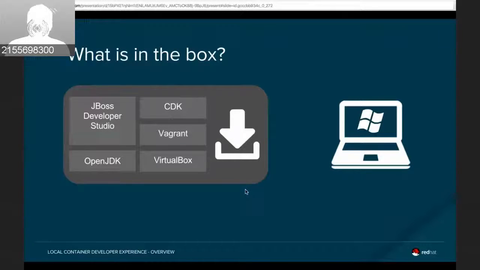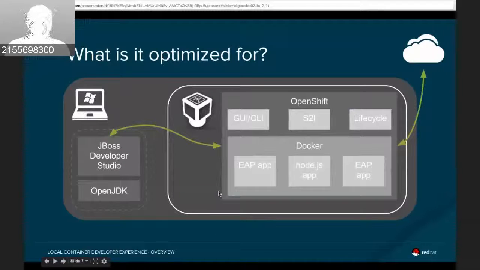So if we go to slide 7, please. What scenarios is this optimized for? And this is where we come back to both of our goals. It's optimized for running JBoss Developer Studio and OpenJDK on your Windows laptop, which then communicates with an OpenShift that's running inside a virtual machine, where you can interact with the lifecycle. You can use the source-to-image capabilities, and you can also interact with it using the GUI and the CLI. And then we're looking at applications which are running inside Docker containers, and we were particularly focused on JBoss EAP applications and Node.js applications.